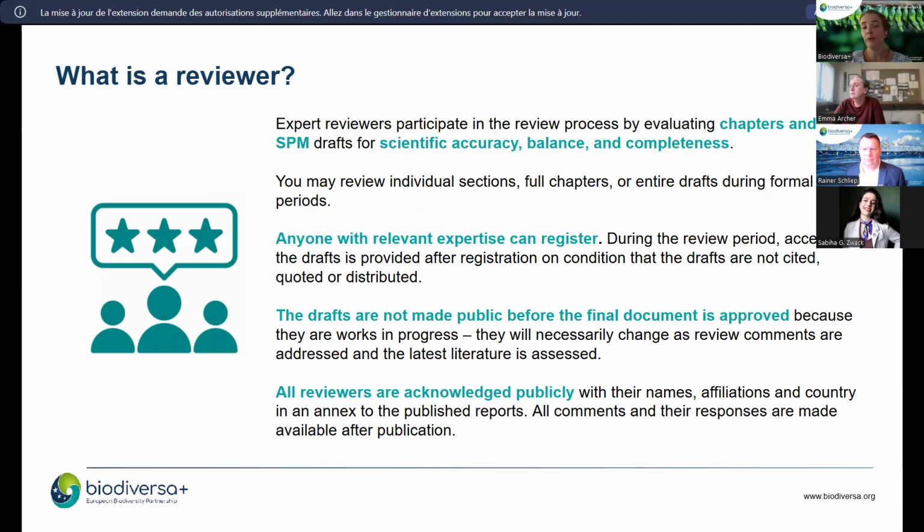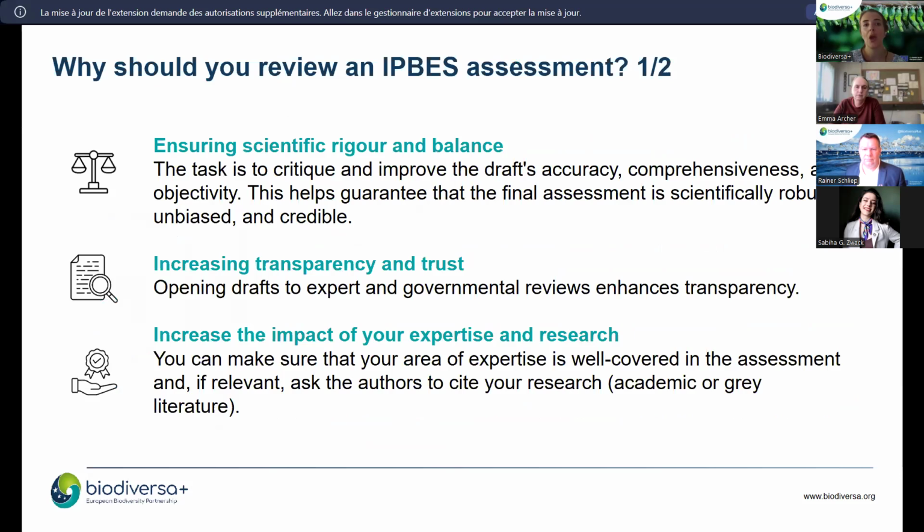Also, so you know, all reviewers are acknowledged publicly with their names, affiliations, and country in an annex to the published reports at the end when everything is approved, and all comments and their responses will obviously be made available after publication. Why should you review an IPBES assessment and give some of your time for it?